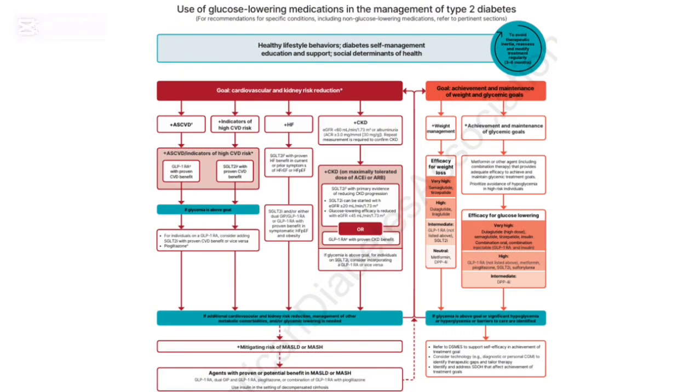The left side of the algorithm focuses on reduction of cardiovascular and kidney risk. In patients with established atherosclerotic cardiovascular disease, ASCVD, or high cardiovascular risk, the preferred therapies are either GLP-1 receptor agonists with proven cardiovascular benefit or SGLT2 inhibitors with demonstrated cardiovascular protection.